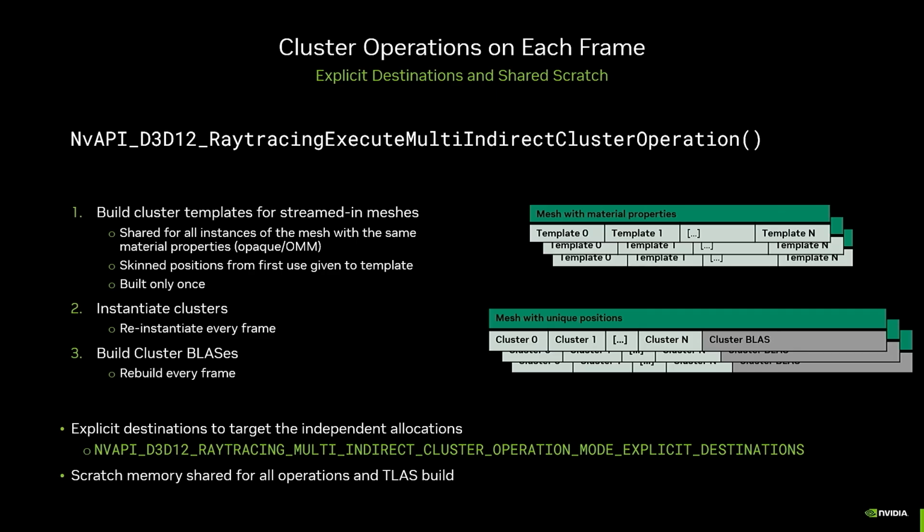Also, all these cluster operations need some scratch memory. The operations are separated by UAV barriers, so the scratch memory can be shared, and it can also be shared with TLAS construction. And because the TLAS build usually requires the most scratch memory, the cluster operations don't actually need any additional memory.